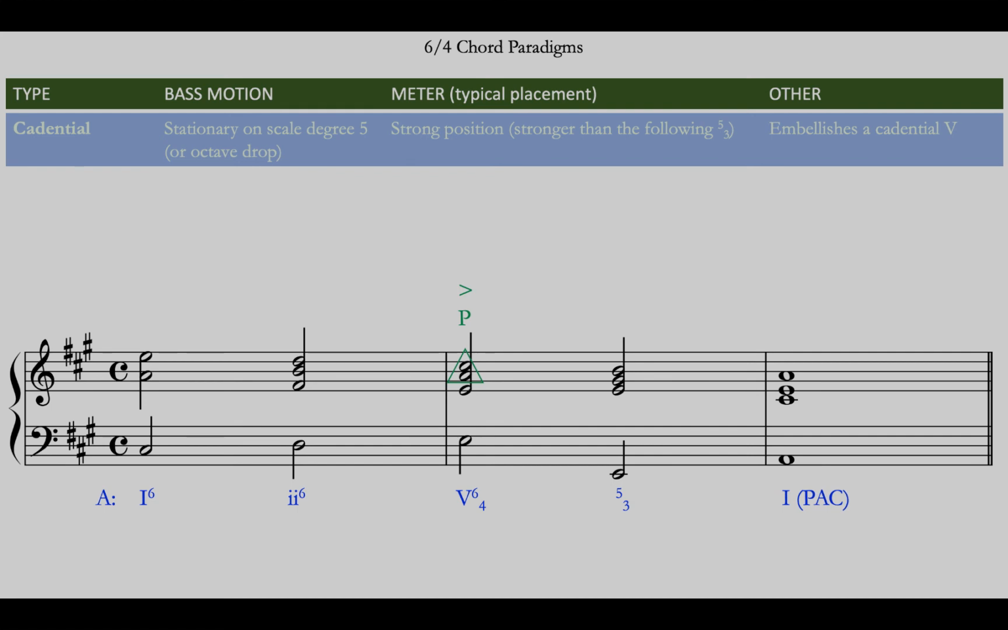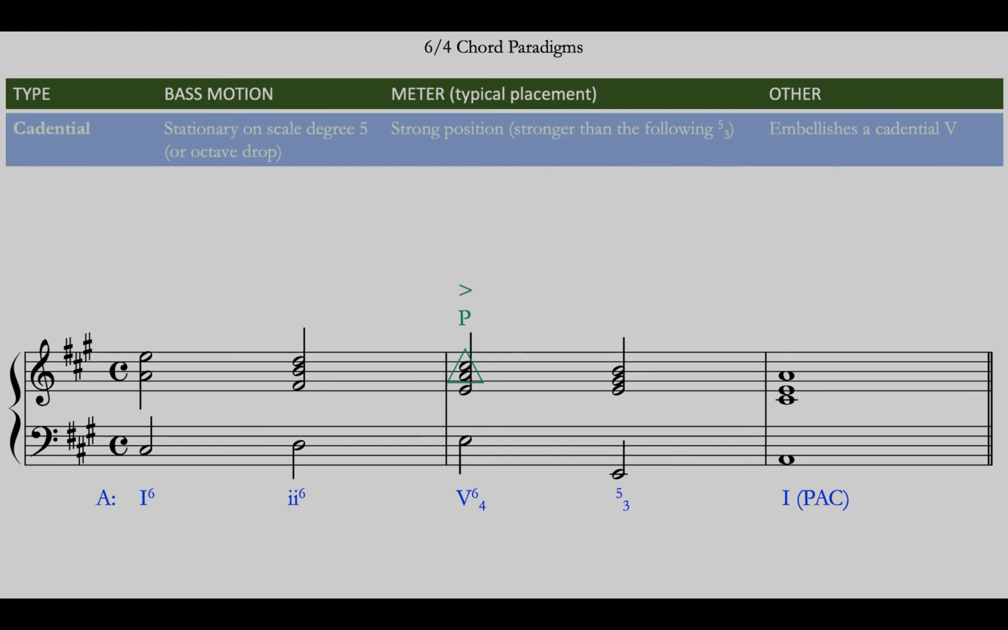Over that scale degree 5, we have some sort of strong beat embellishment, like an appoggiatura, or in this case, a pair of accented passing tones. So the A and the C sharp are accented passing tones that move down a step. That's how we have the 6/4 to 5/3.